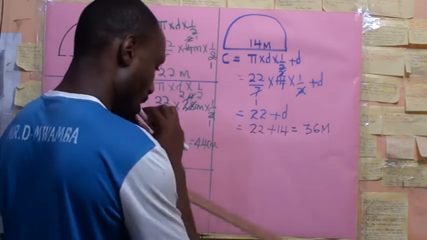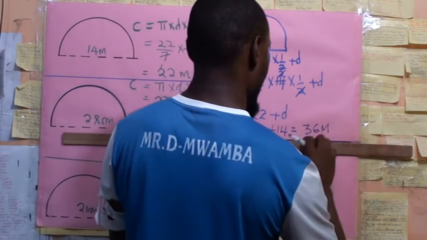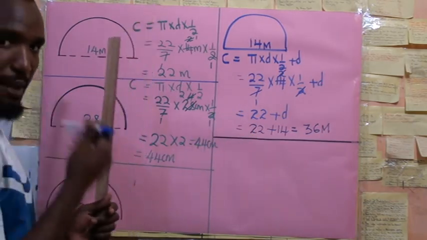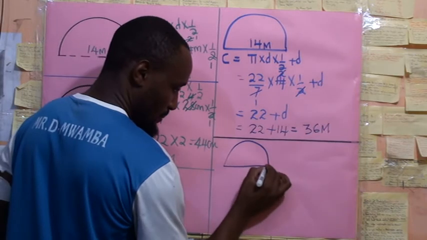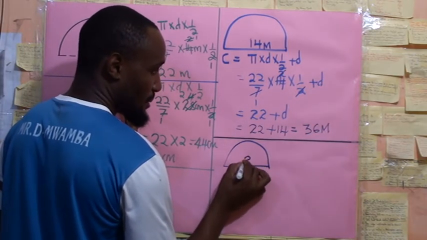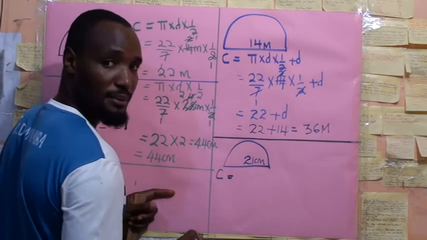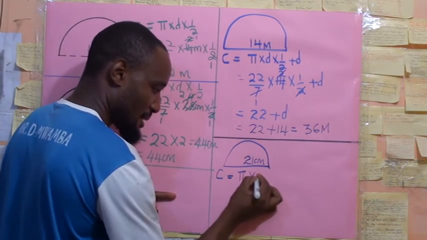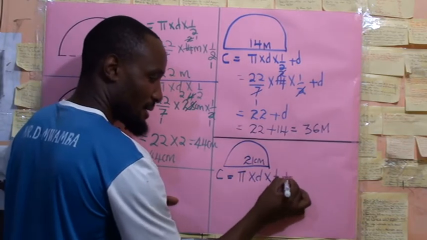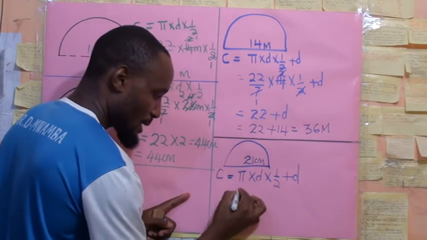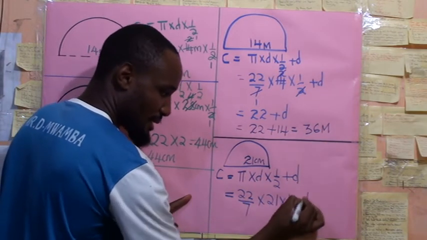Let's try another one. We are given another one, maybe 21 centimeters. Step number 1, C is equal to pi times diameter times a half plus diameter. What will you get? 22 over 7 times 21 times a half plus diameter.